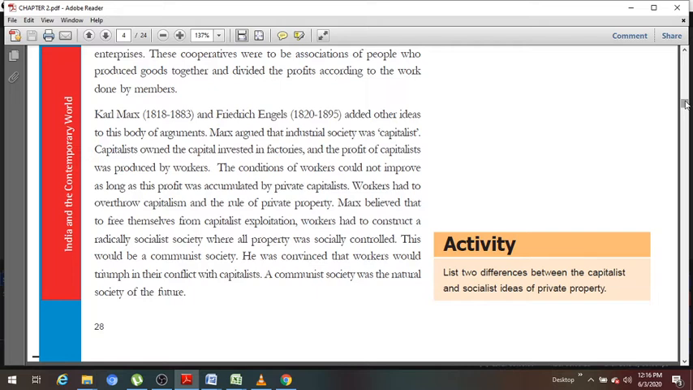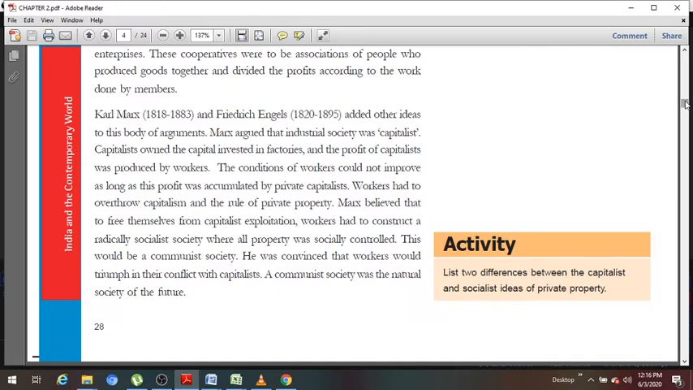So the conditions of workers could not improve as long as this profit was accumulated by private capitalists. Means in the views of Karl Marx, if these profits are only concentrated by the capitalist in their pocket, there will be no development of the workers, and workers had to overthrow capitalists and the rule of private property. So the workers had to come forward. They had to start a movement. They had to struggle for their welfare, and they have to ask these capitalists for the share of this profit.